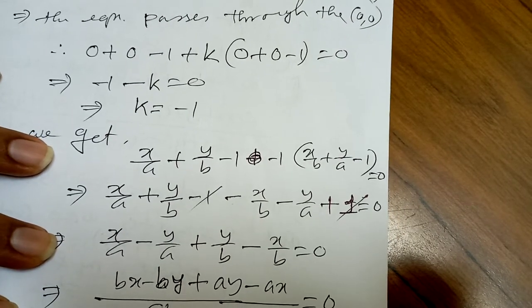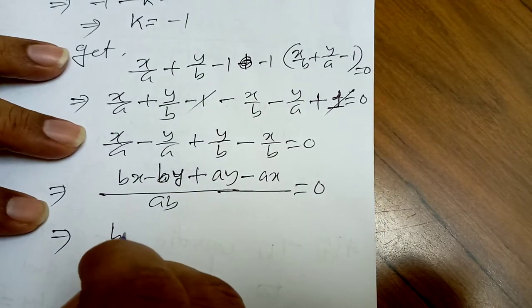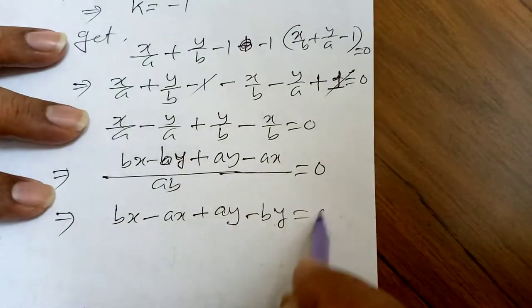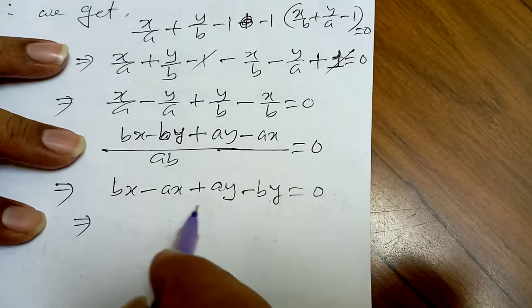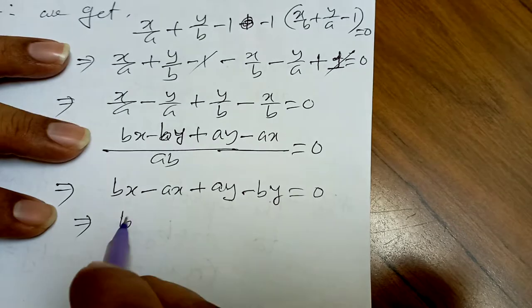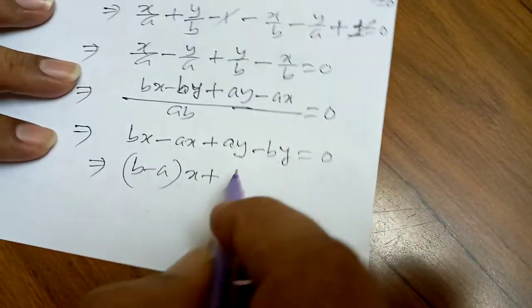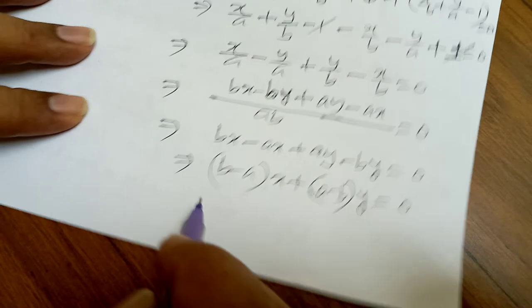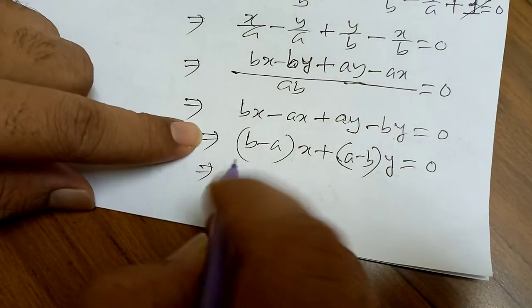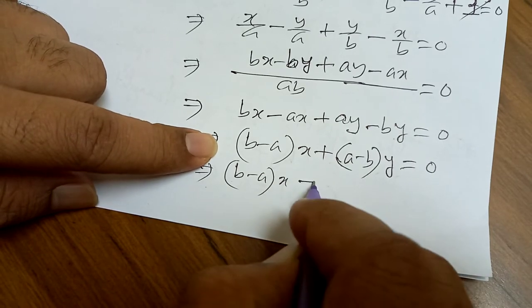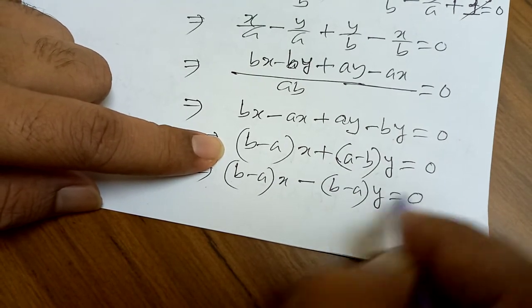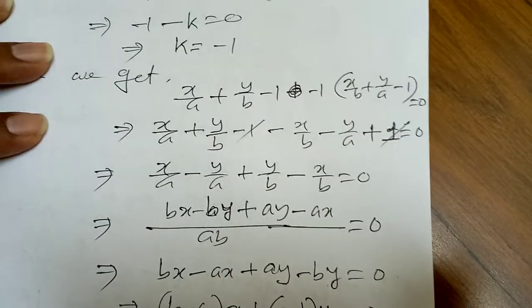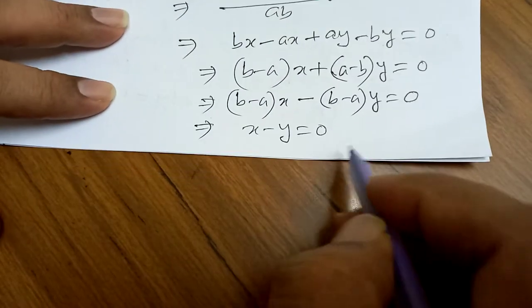Or you can write bx minus ax plus ay minus by equal to 0. If you take x common, (b minus a) into x plus, if you take y common, (a minus b) into y equal to 0, or (b minus a) into x minus (b minus a) into y equal to 0. If you divide both sides by b minus a, then it will be x minus y equal to 0. So for this question, the answer is up to this.